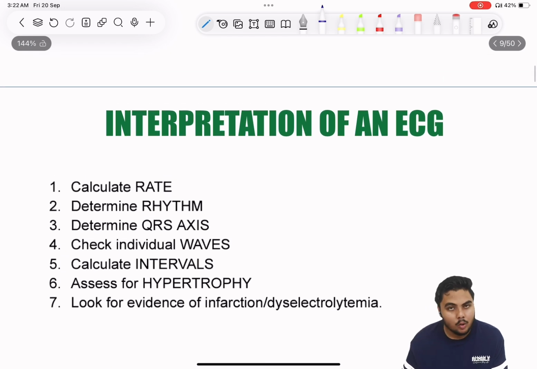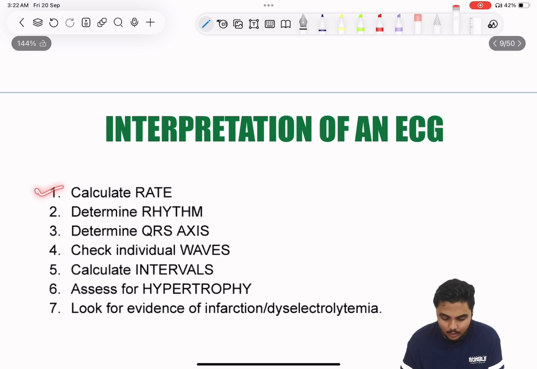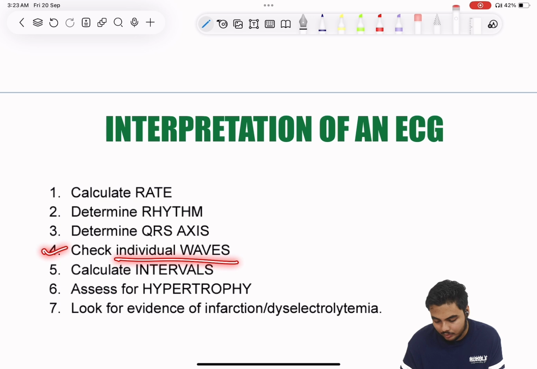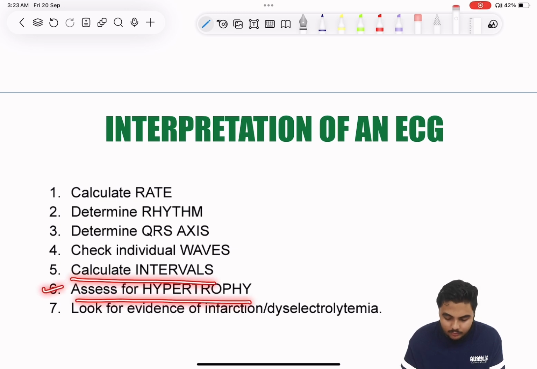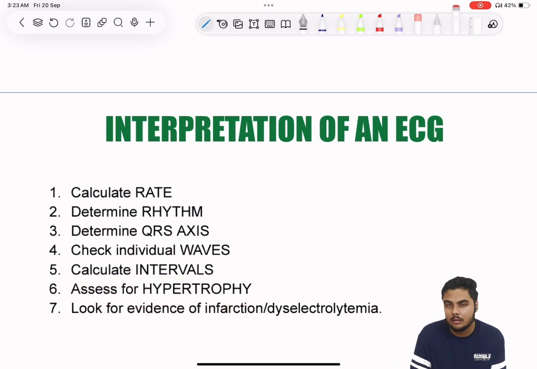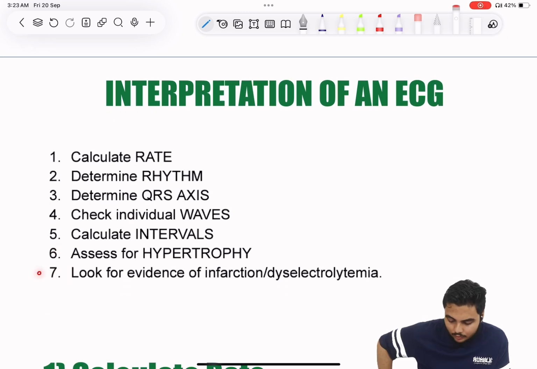Now I will tell you how to interpret an ECG step by step in a systematic manner. First of all, we will learn how to calculate the heart rate by looking at an ECG, then determine the rhythm, whether it is regular or irregular. We then determine the axis that I was talking about earlier. Next, we see the individual waves and any abnormality in them, then calculate the intervals and assess the hypertrophy of the chambers of the heart. For example, is there hypertrophy of the right atrium, left atrium, right ventricle, left ventricle? We can see that by looking at an ECG, and we'll try to learn that. And finally, look for evidence of infarction and dyselectrolytemia.